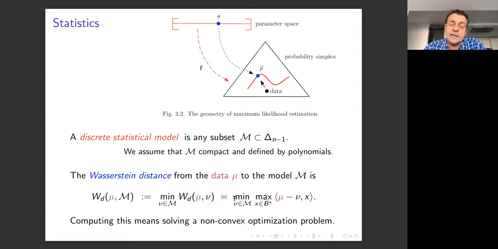And to spell it out again, this is minimizing over all points in this red model of maximizing over the polytrope, the feasible region of our optimization problem. So solving this min-max problem means solving a non-convex optimization problem. The inner optimization problem is linear programming. It evaluates the Wasserstein metric, but we want to find the closest point. So I've given my distribution mu, I want to find the Wasserstein closest point in some model.